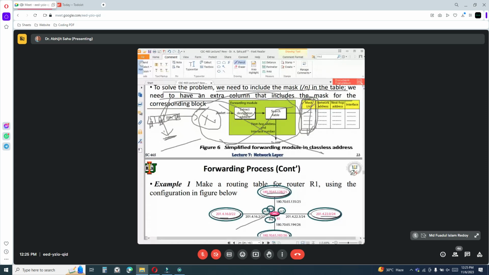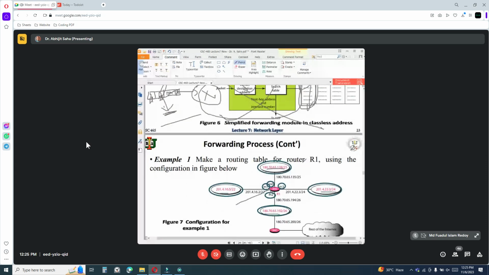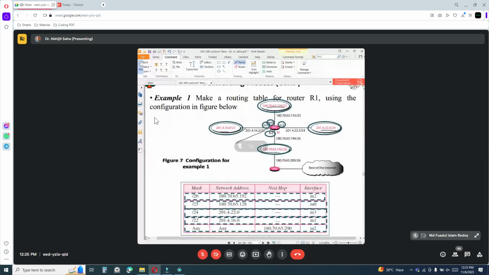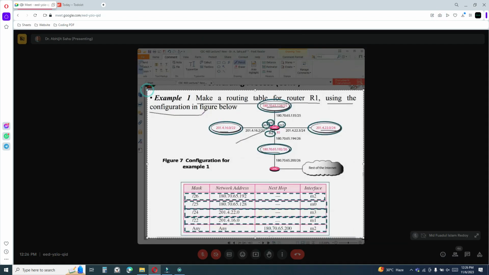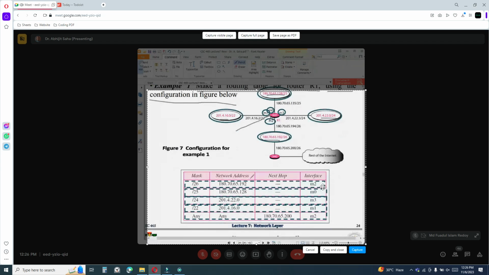When you add the network information, the highest value mask is written first, then the second highest, then the third highest, and so on. Here we have an example: make a routing table for router R1 using the configuration in the figure below. You can see the figure has been given, and it has been asked to prepare this table.